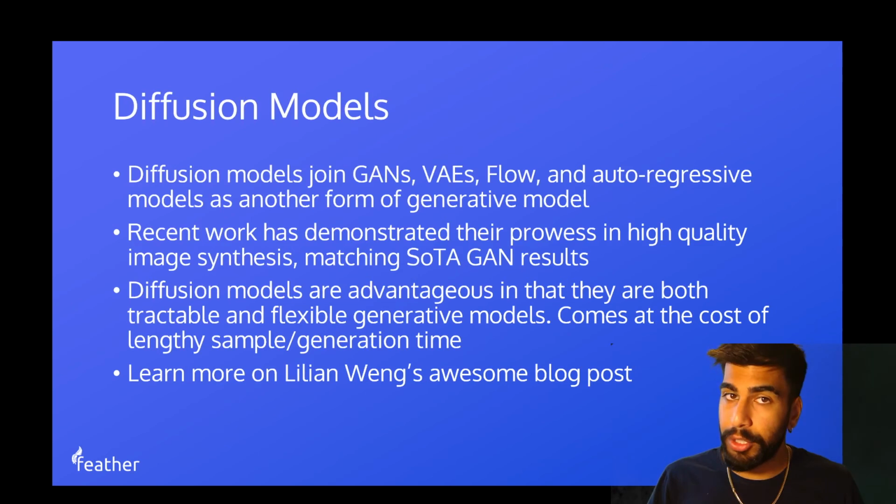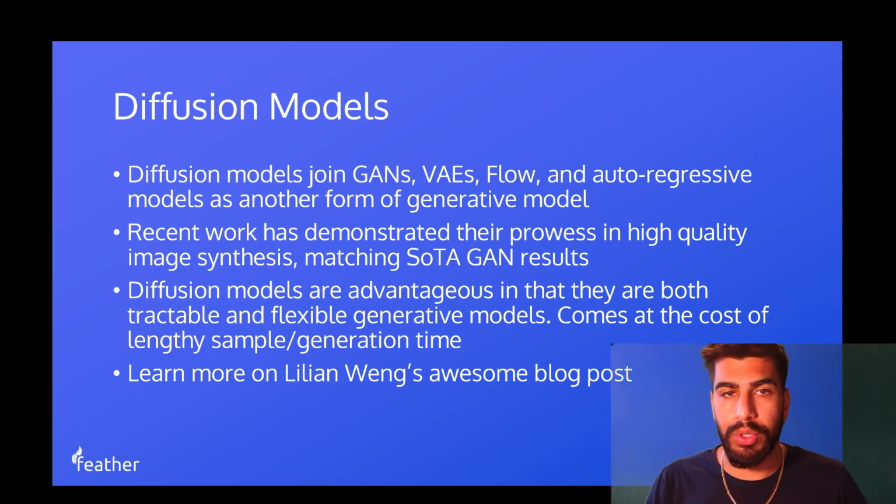Finally, diffusion models. Now, diffusion models have been around for about half a decade or something. They're inspired by thermodynamics. However, more recently, they've been picking up in hype. So alongside GANs, VAEs, flows, and autoregressive models, diffusion models is another form of a generative model. Now, recent work just being released this year has demonstrated their prowess in image synthesis, matching state-of-the-art GAN results.